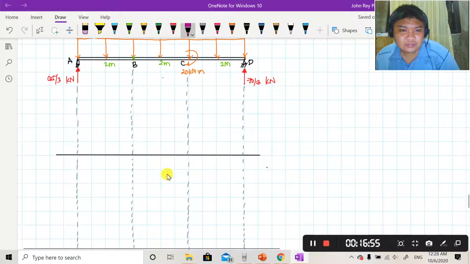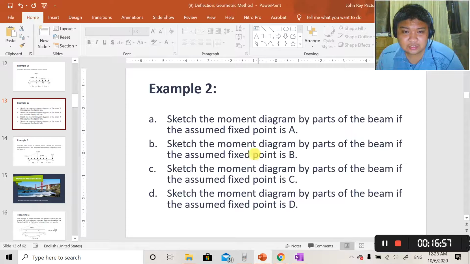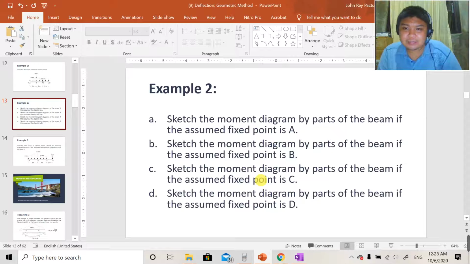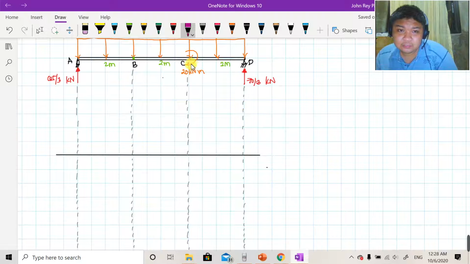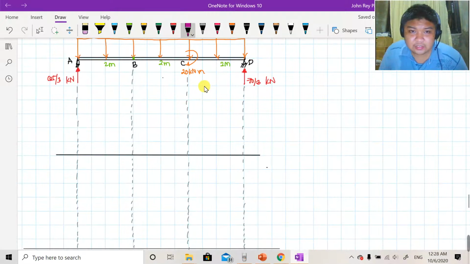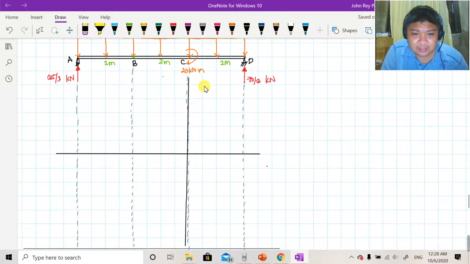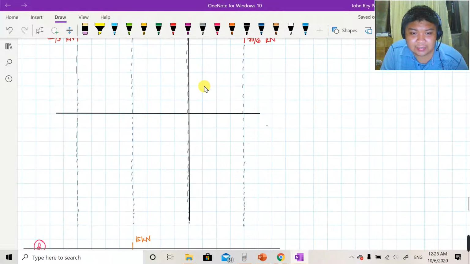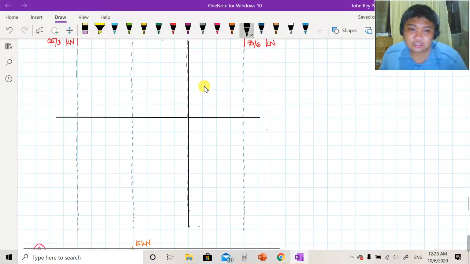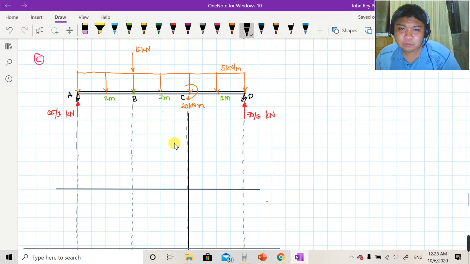So, next tayo, for the third one, ang tanong dito is sketch the moment diagram by parts of the beam if the assumed fixed point is point C. So, ito na yung point C natin. So, therefore, dito ko na class ilalagay yung line of fixity. Okay, nagkataon sa kung saan naka-apply yung ating fixed support, ay yung ating concentrated moment.